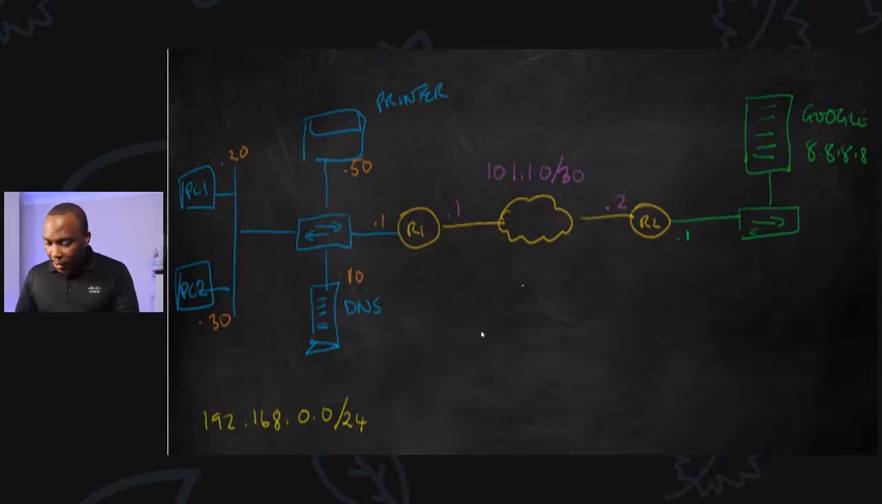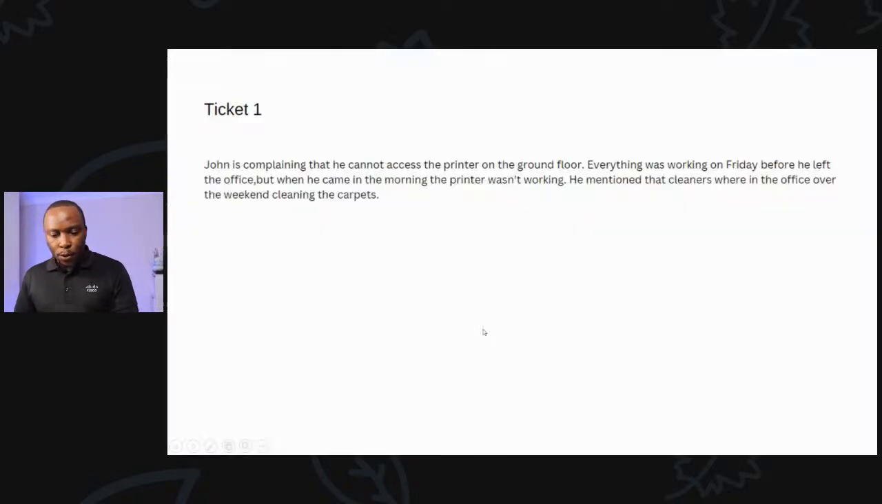I created tickets that we can then analyze. All right, so this is the first ticket. So you are working as the network engineer, network technician. You get a call. John is complaining that he cannot access the printer on the ground floor, and everything was working on Friday before he left the office. But when he came in the morning, the printer wasn't working. He mentioned that cleaners were in the office over the weekend cleaning the carpets.